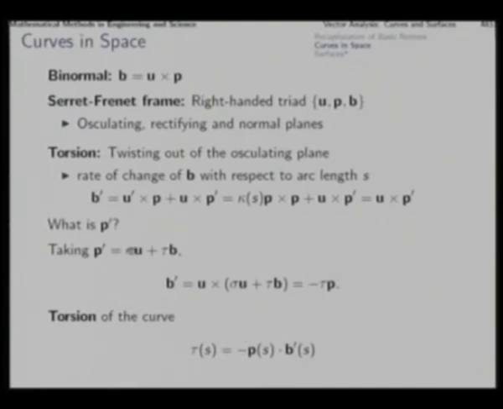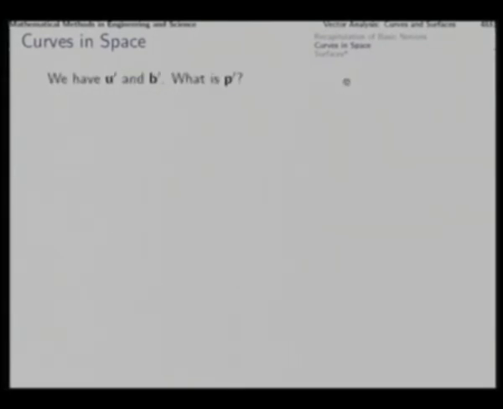Now, sigma is left. If we can determine the value of sigma, then we would have completed the description of p prime, that is the rate of change of p, that is how this principal normal changes. So, we can do that now completely, because we have both u prime and b prime, and from this triad we find that p is b cross u. So, using that we can try to determine p prime from this expression itself.